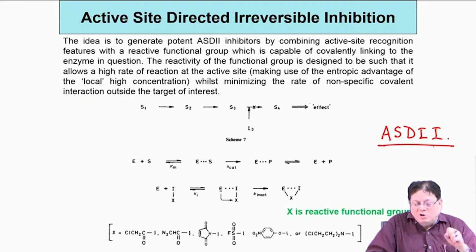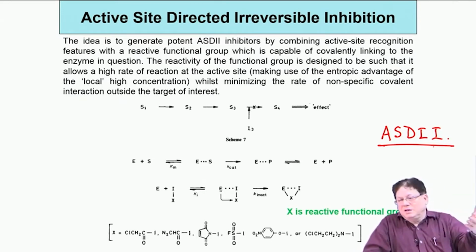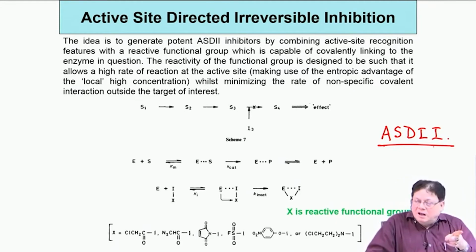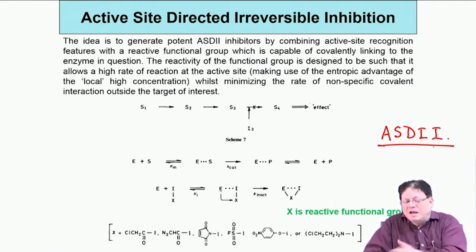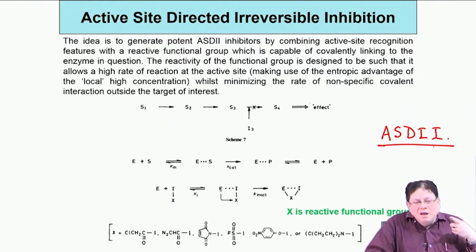Basically, I can give an analogy: if somebody wants to kill another person, he has a gun and he shoots the person straight away. That is what the active site is. The active site in a person is mostly the heart. If the heart stops, then everything stops. So, heart is the active site. If you consider that, then active site directed irreversible inhibition means you now shoot straight at the active site.